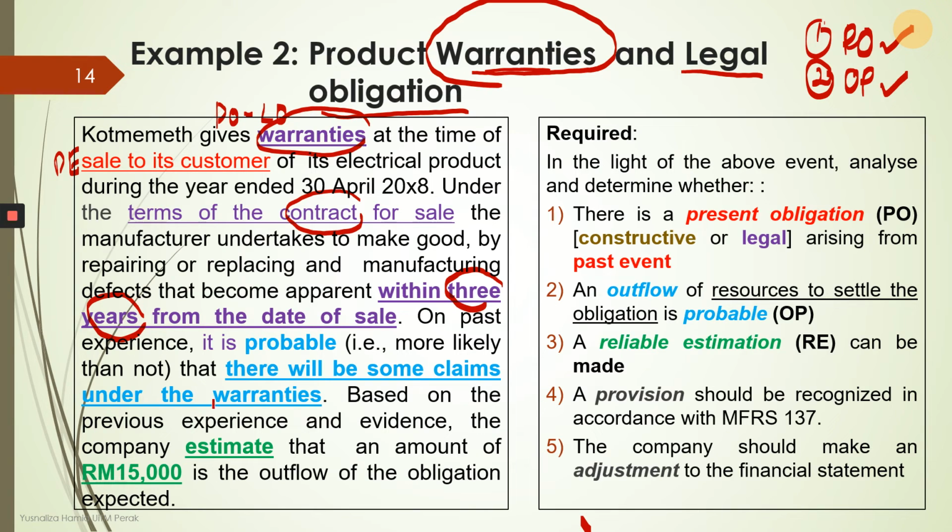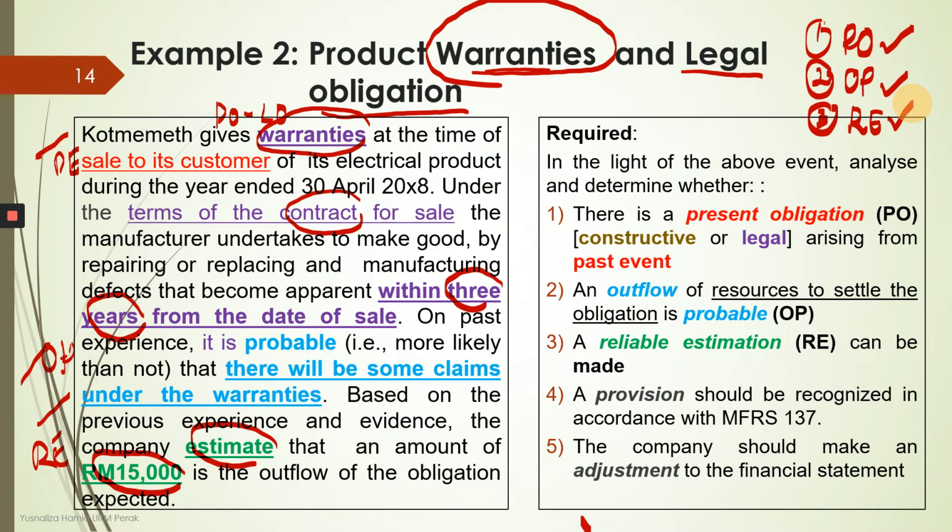They are likely to get claims every year for the warranty. Based on the previous experience, the company estimates. So the estimate can be made at 15,000. So the reliable estimate is being made, and outflow is also probable. So number 3, reliable estimate. So you are required to do that actually.